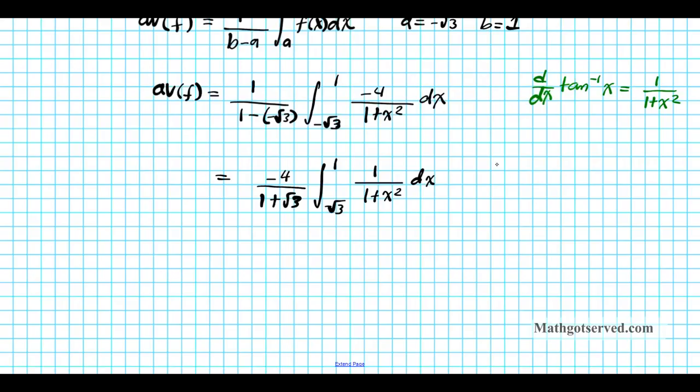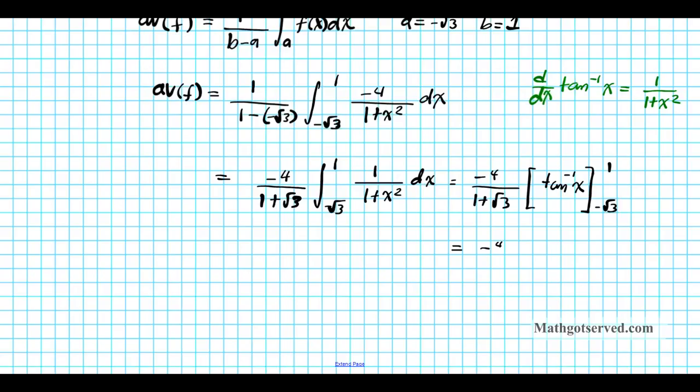Alright, so we're going to apply that here. So this is going to become, let's change our color, negative 4 over 1 plus root 3 times the inverse tan of x evaluated from negative root 3 all the way to 1. Okay, we're using FTC part 2 here. Evaluate the antiderivative of this function at these limits, the difference of those limits.